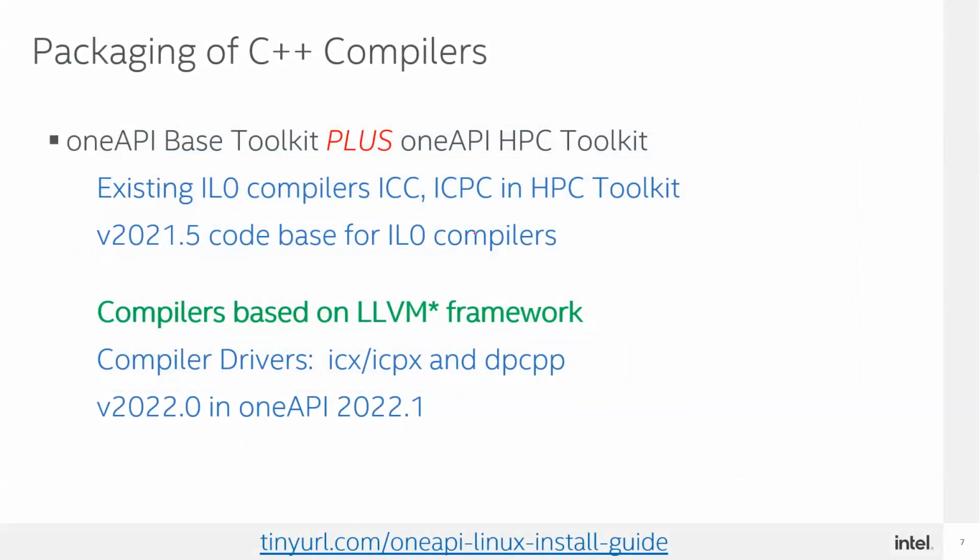A few words about versioning. Note that versioning for the classic compiler keeps going with the 2021 branch right now, while the DPC++ compiler or ICX has a 2022.0 version. And the confusing part here may be that the initial version of oneAPI 2022 has a version 0.1, while the compiler has version 0.0. So just keep this in mind.